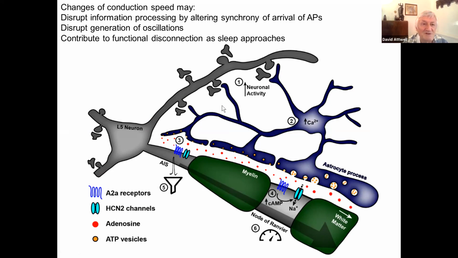So the change of conduction speed may disrupt information processing by altering synchrony of arrival of action potentials. It may disrupt generation of oscillations, which depend on timed communication between different parts of the brain, and it may contribute to functional disconnection as sleep approaches.